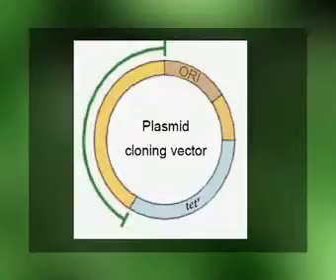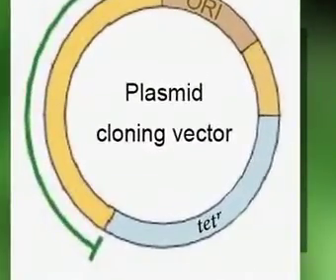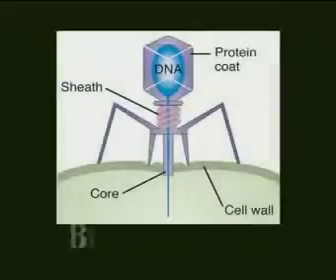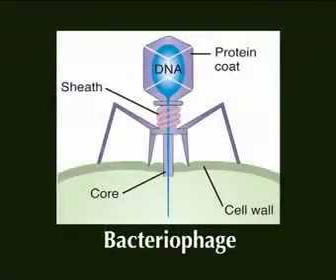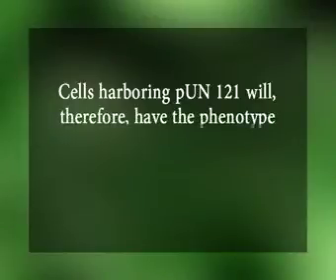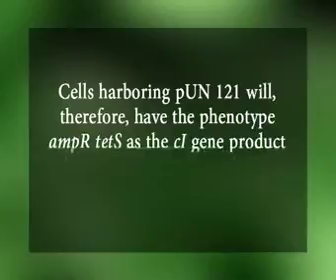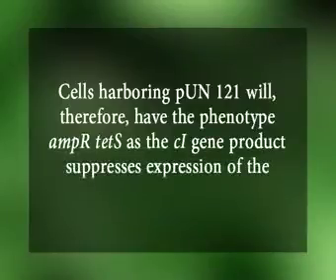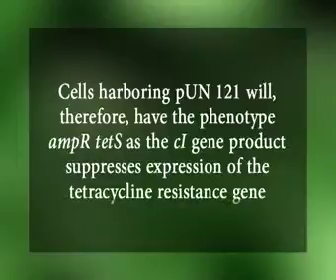In these vectors, the original promoter region of the tetracycline resistance gene is exchanged for the PR promoter of bacteriophage lambda. Transcription from this promoter is suppressed by the protein encoded by the lambda cI gene, which was also cloned on pUN121. Cells harboring pUN121 will therefore have the phenotype ampicillin resistant, tetracycline sensitive, as the cI gene product suppresses expression of the tetracycline resistance gene.